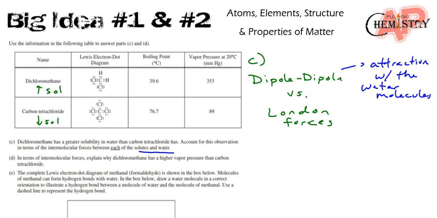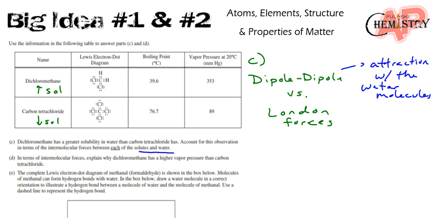Okay. Well, London forces, there's no charge there. So no charge with London versus the highly charged hydrogen bonds of water, there's not going to be much interaction. Okay? So the more polar something is, the more interaction it's going to have with my water. I will read what it has.